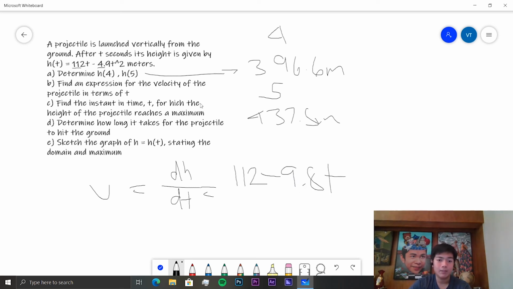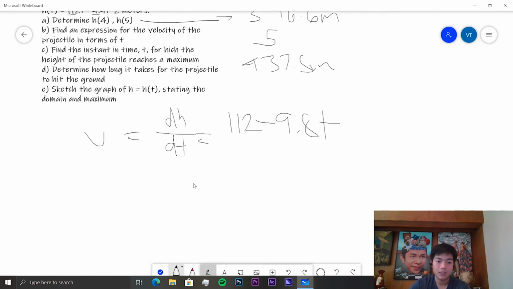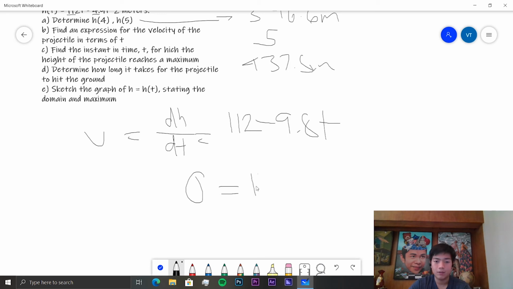Find the instant in time t for which the height of the projectile reaches a maximum. That is when v equals 0. 0 is equal to 112 minus 9.8t. So t is equal to 112 over 9.8, which is around 11.4 seconds.